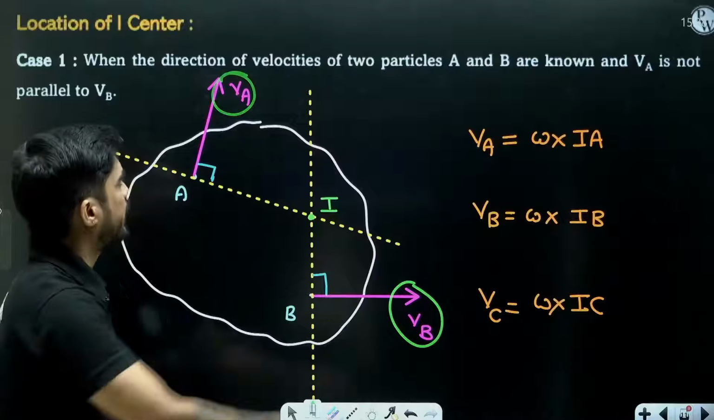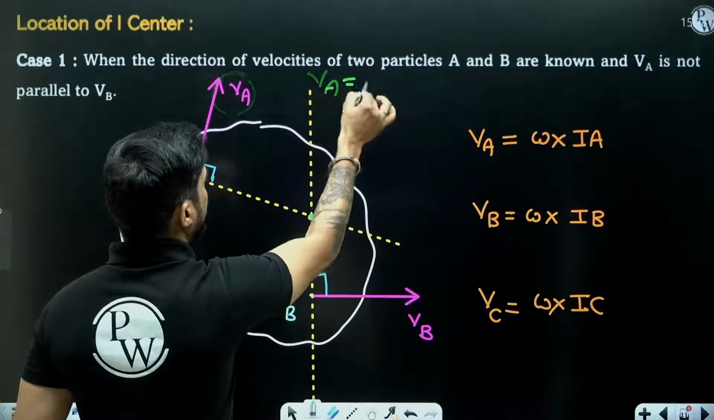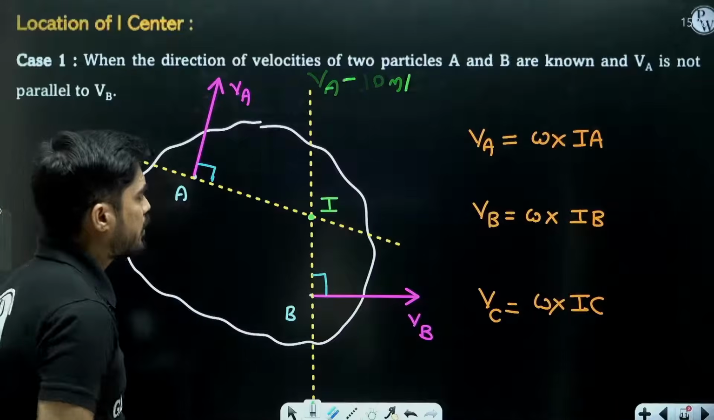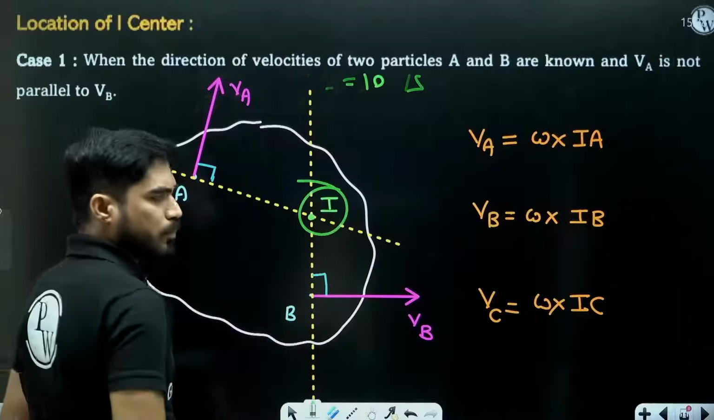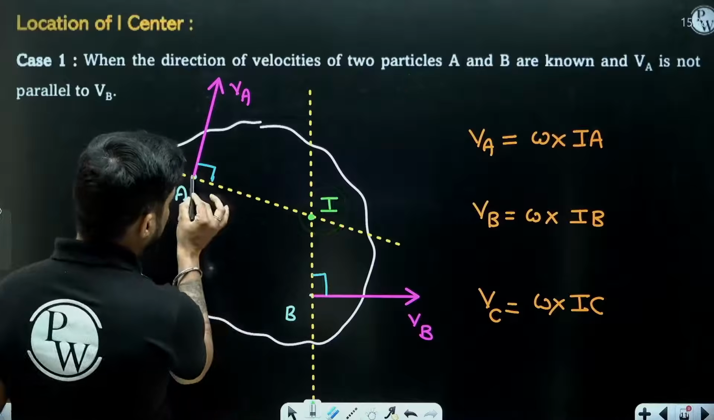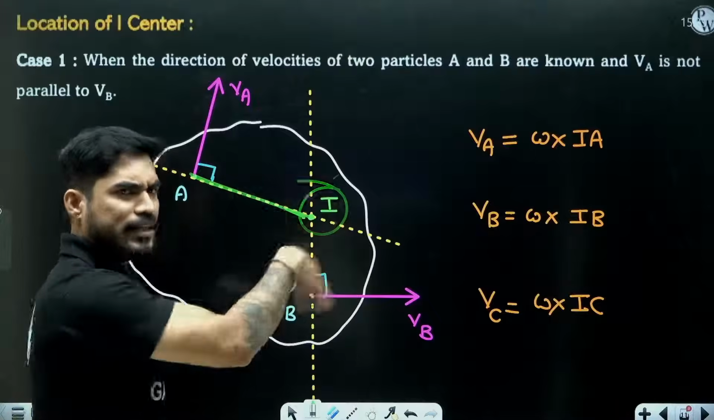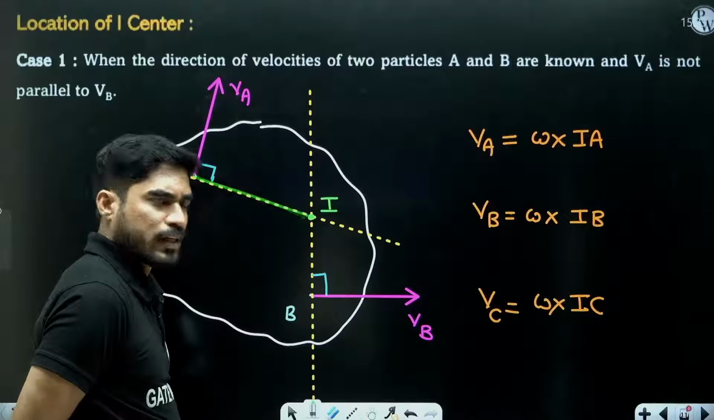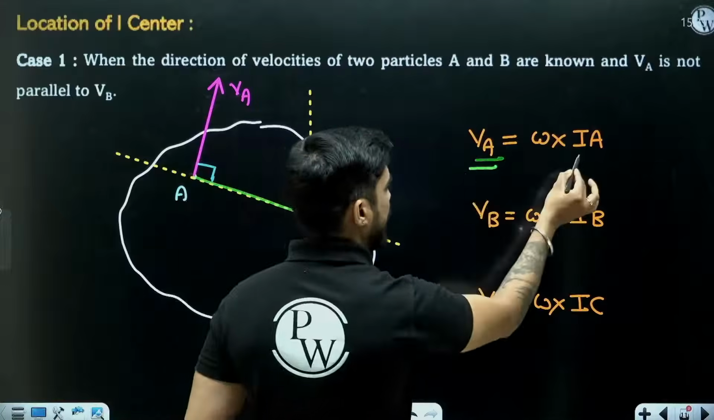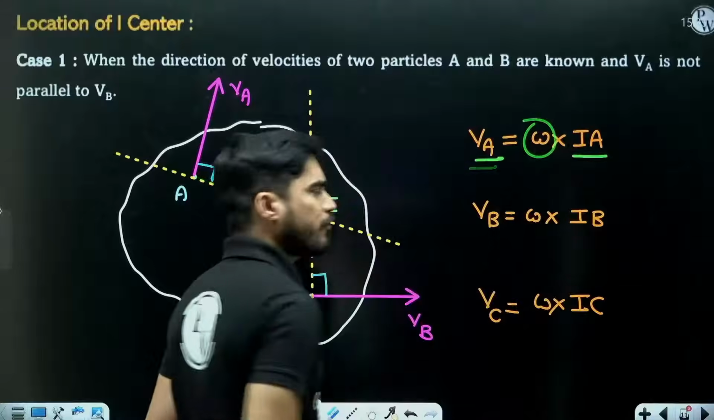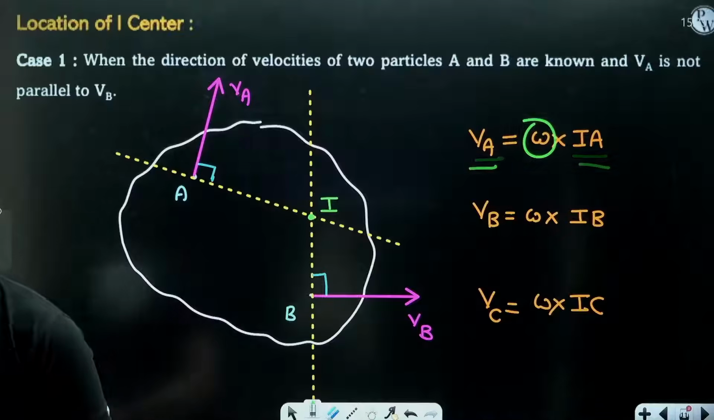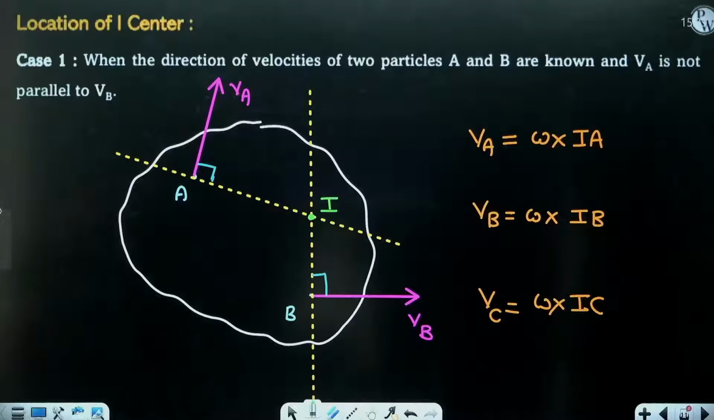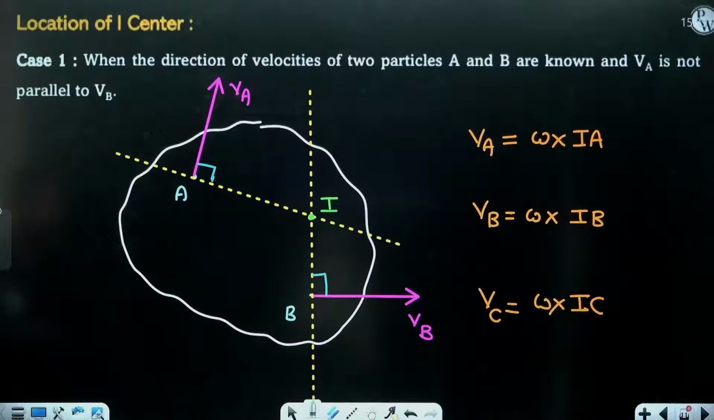Okay, in the question itself, they have given you VA. And now you have found the I center also. So you know the value of IA. From the geometry, you can find the value of IA. So you have VA, you have IA. You can find the value of omega. Okay. So in order to find velocity of any particle, you need location of I center and you need omega.